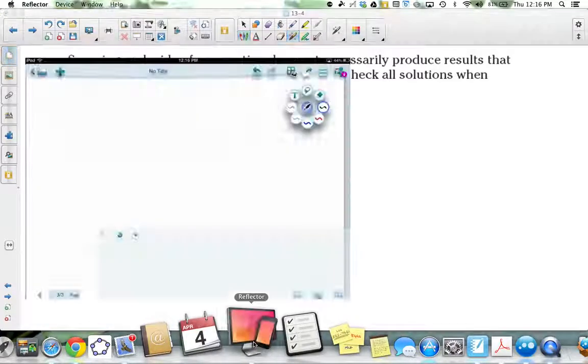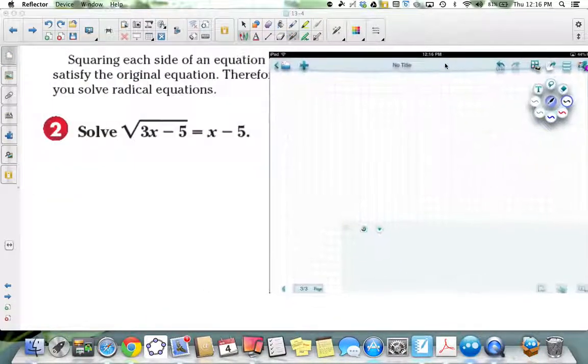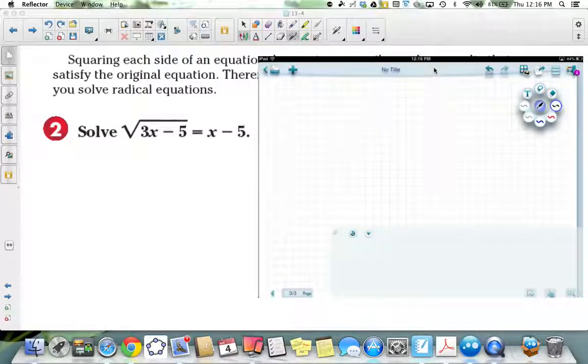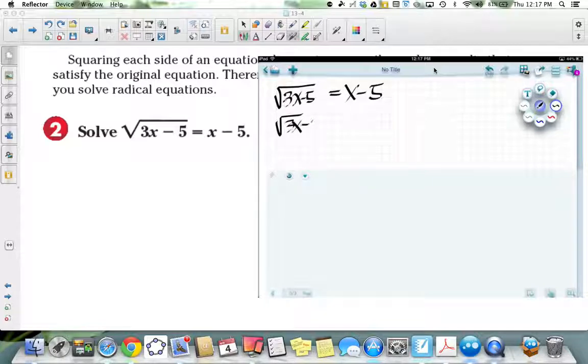Example number 2, let's put this on the side. We're asked to solve radical 3x minus 5 equals x minus 5. So the first step is to isolate the radical, and it's already been isolated. So we go to the second step, which is squaring both sides of the equation. When you square both sides, we now have radical 3x minus 5, squared, equals x minus 5, squared.